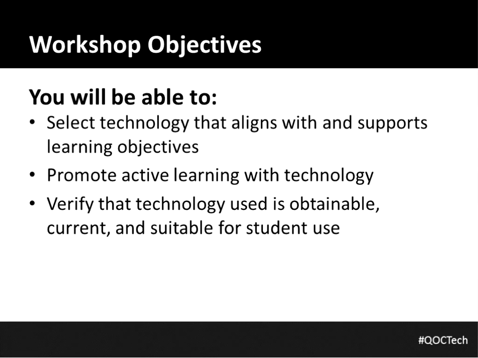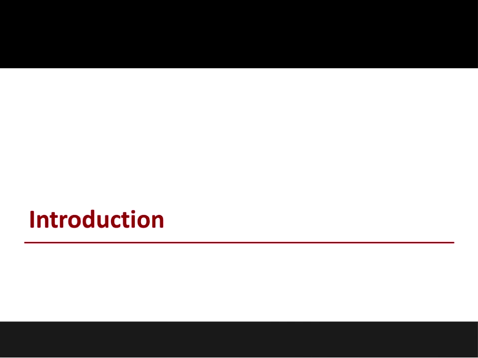By the end of today's session, we hope that you'll be able to select technology that aligns with and supports your learning objectives, that you'll be able to promote active learning amongst your students with that technology, and that you'll be able to look at the technology you've chosen or are considering to verify that it's obtainable, current, and suitable for use in your class. To begin with, let's go over some of the technology considerations to keep in mind when you're choosing technology for an online course. Then, in the second part of the workshop, we'll go through different ways of using technology and offer some suggestions for what technology you might be using or might want to use.